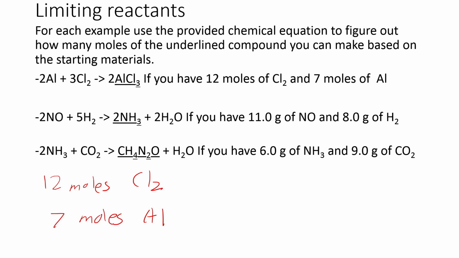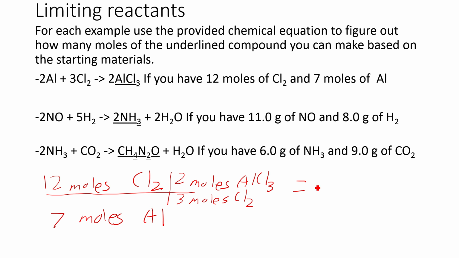So remember, we first have to start by figuring out which is our limiting reactant. So we're going to take each of these and convert them into AlCl3 and see which makes the least. So we know that for every 3 moles of chlorine, we're going to get 2 moles of AlCl3. And we did this back on the last slide, so this one shouldn't be too bad. This should still give you 8 moles of AlCl3.